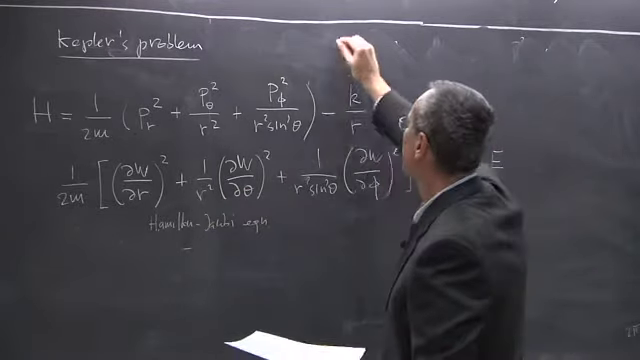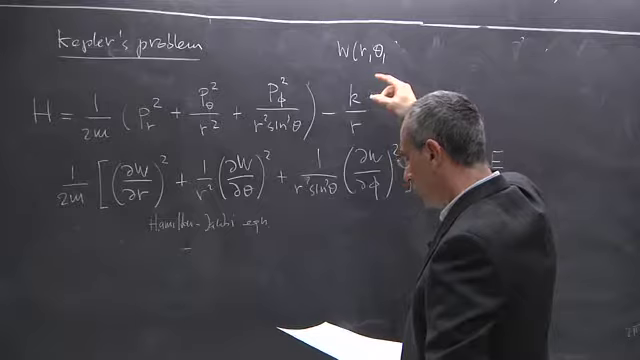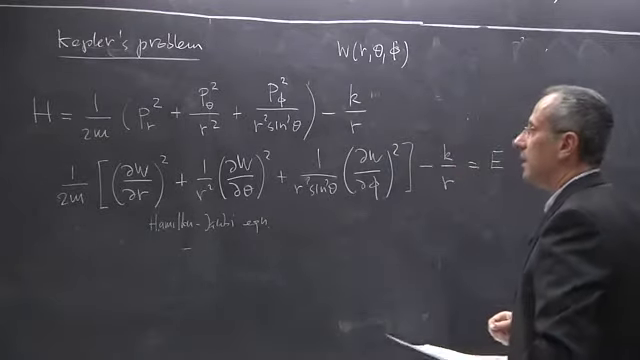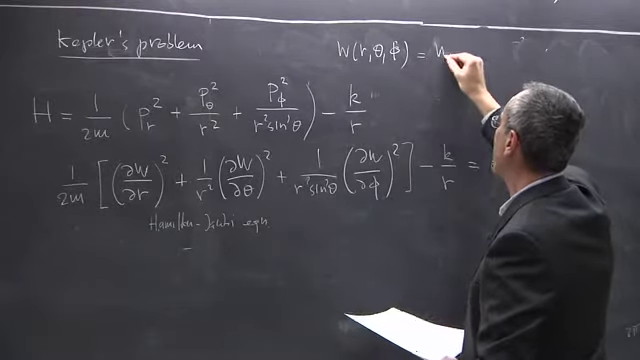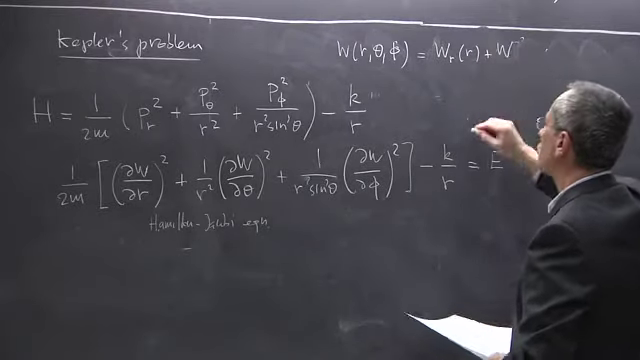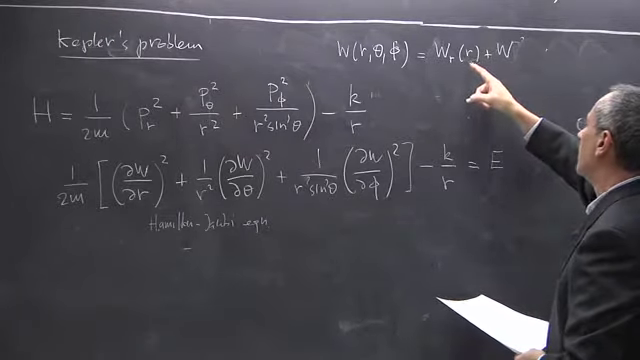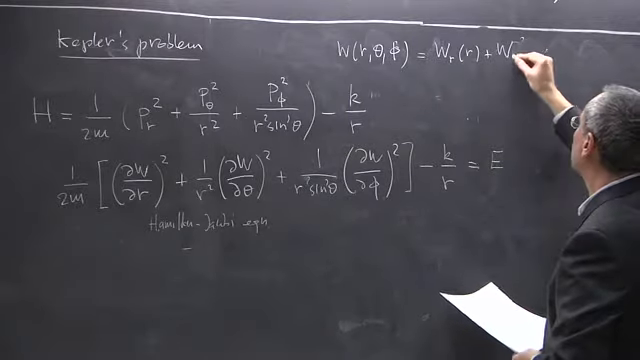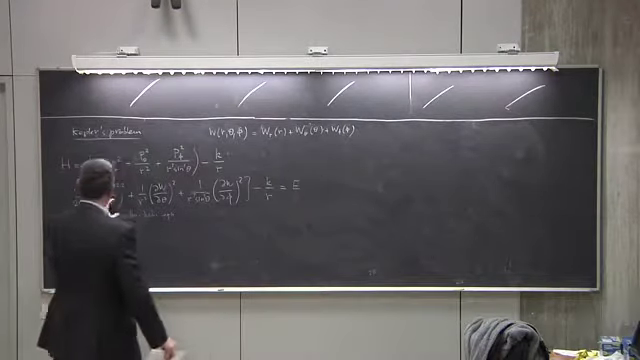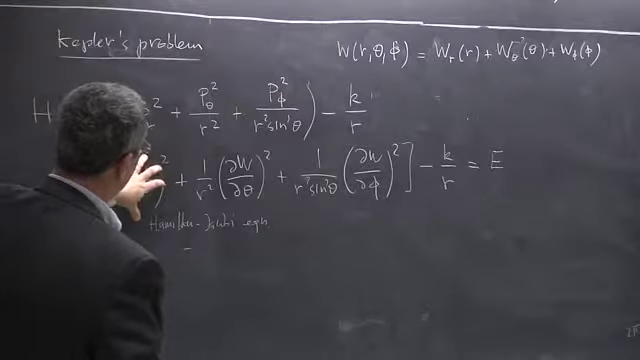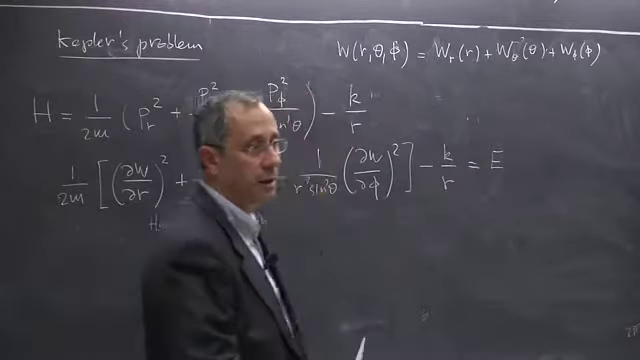Meaning that this W, in principle, is an arbitrary function of the three coordinates. But in this form, it's very hard. But let's assume that it's separable, meaning that it's actually the sum of three functions, each of which is a function of only one of the coordinates. So like this. If this is the case, then this is going to be some constant, this is some constant, this is some constant, and these constants must combine to give you exactly that.